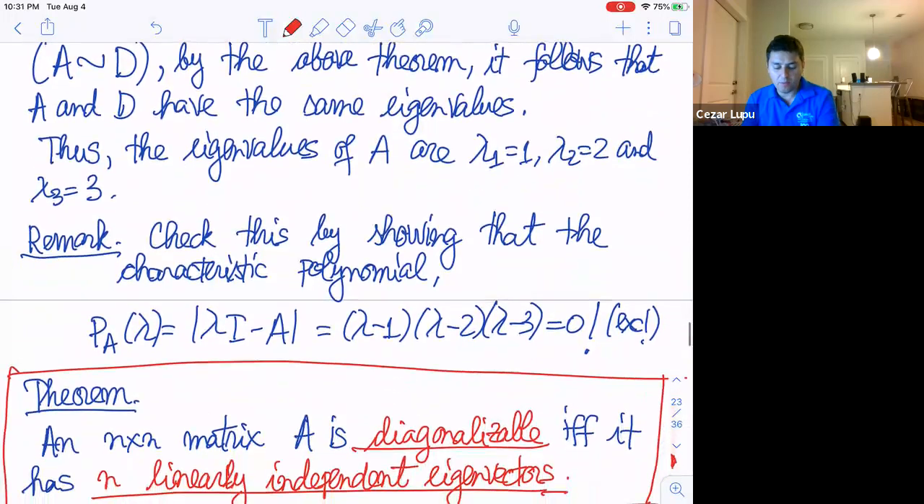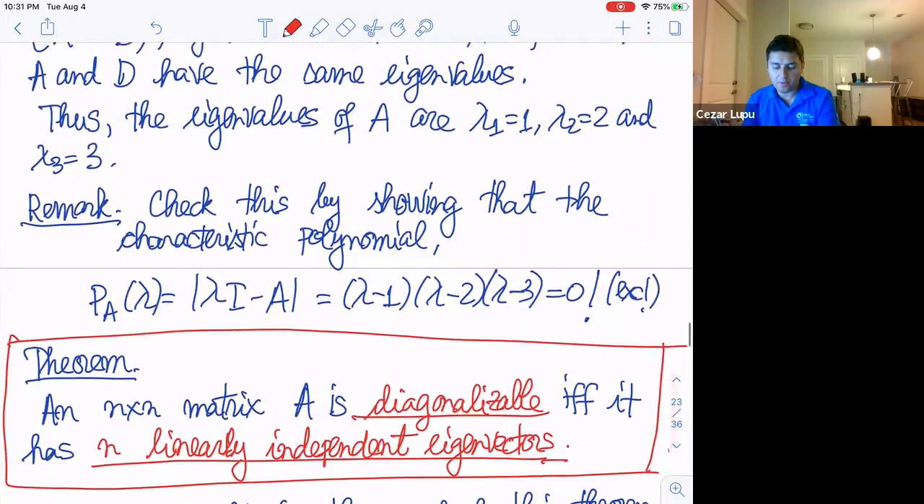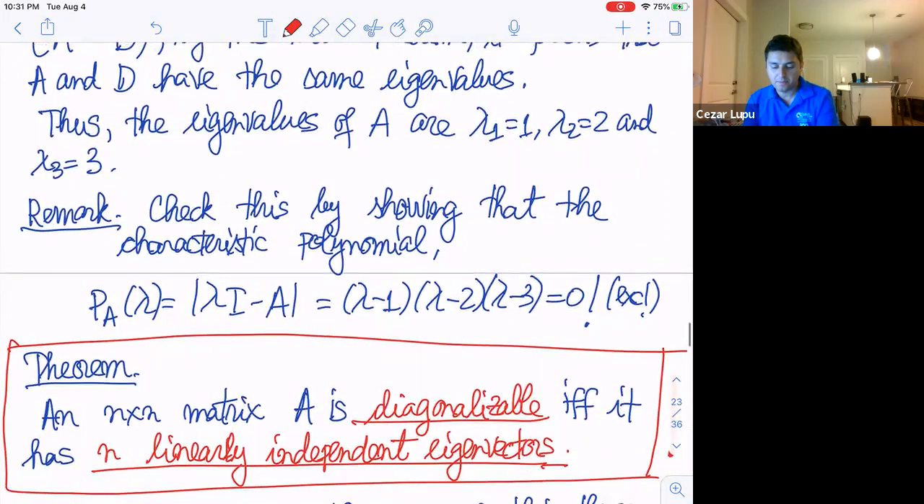Now we have the following very important theorem, because it gives us a necessary and sufficient condition for an n by n matrix to be diagonalizable. The theorem states the following: an n by n matrix A is diagonalizable if and only if it has n linearly independent eigenvectors.